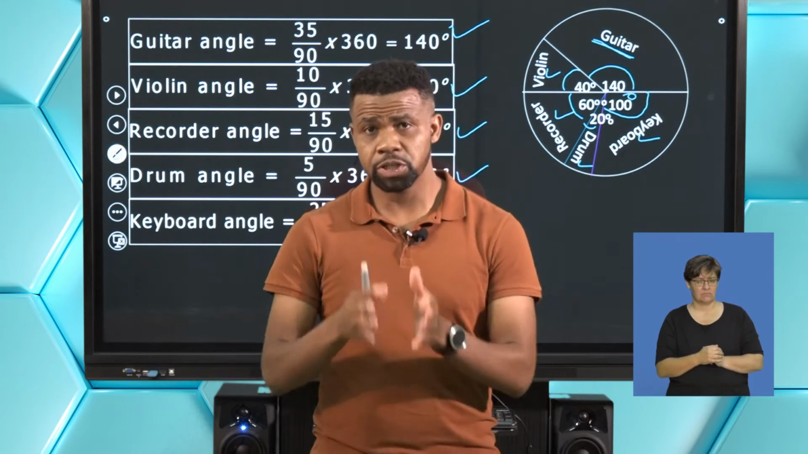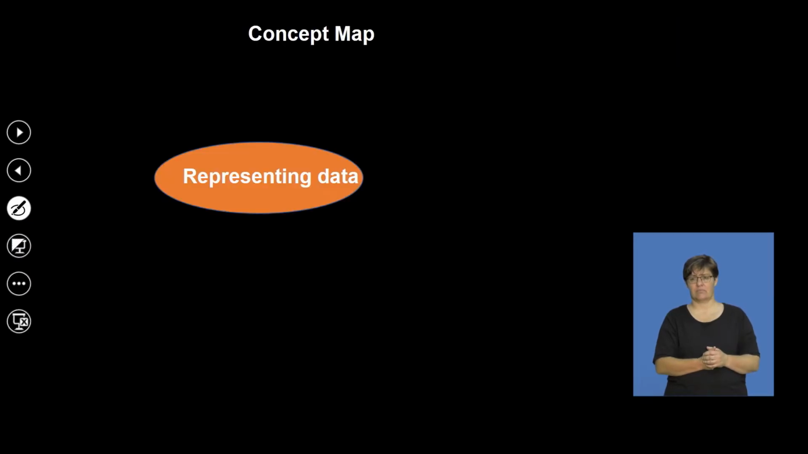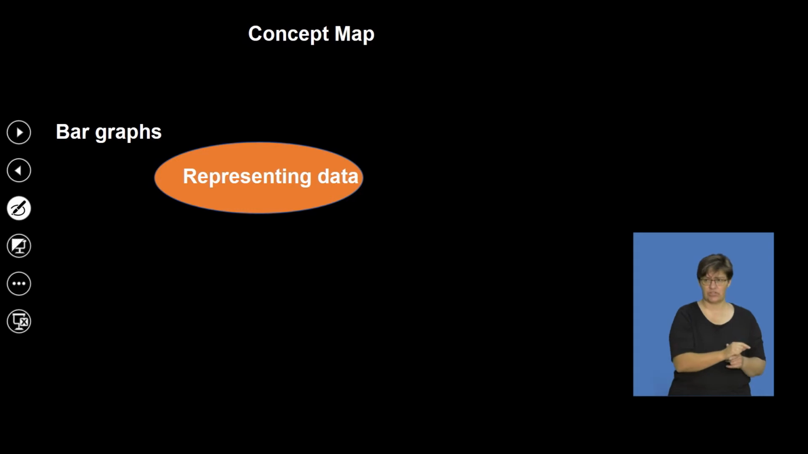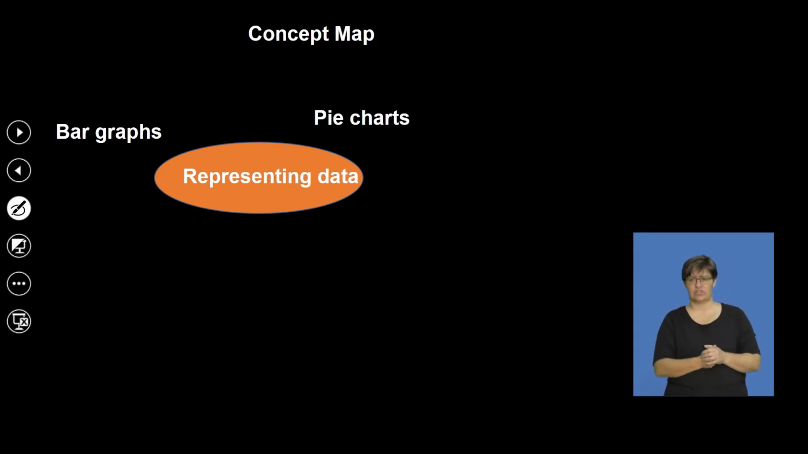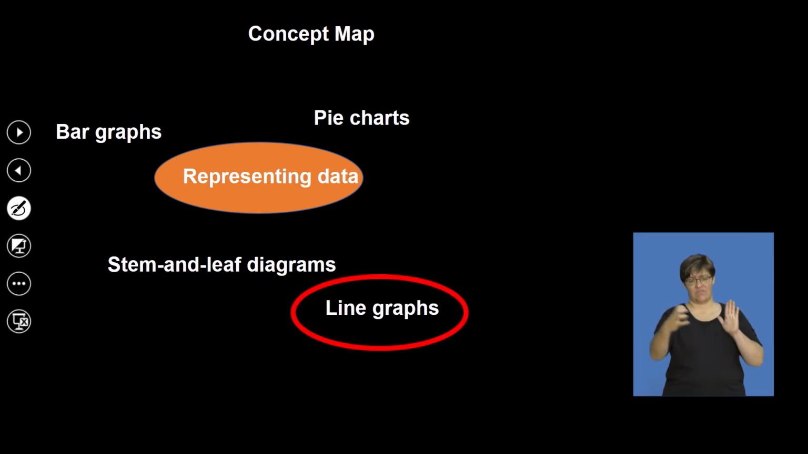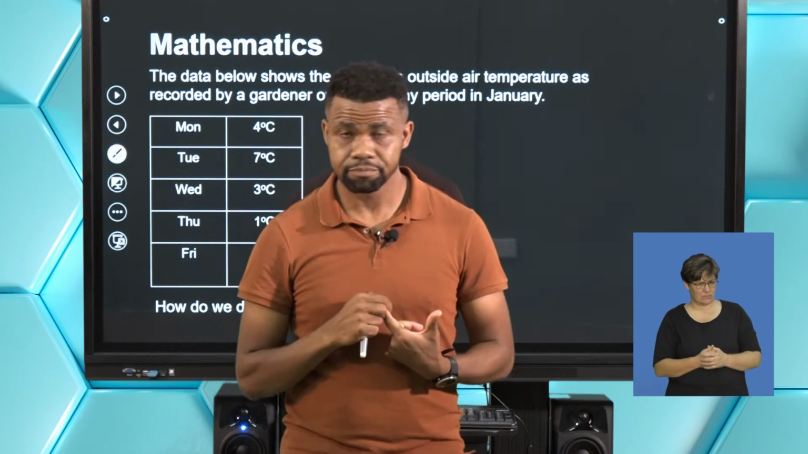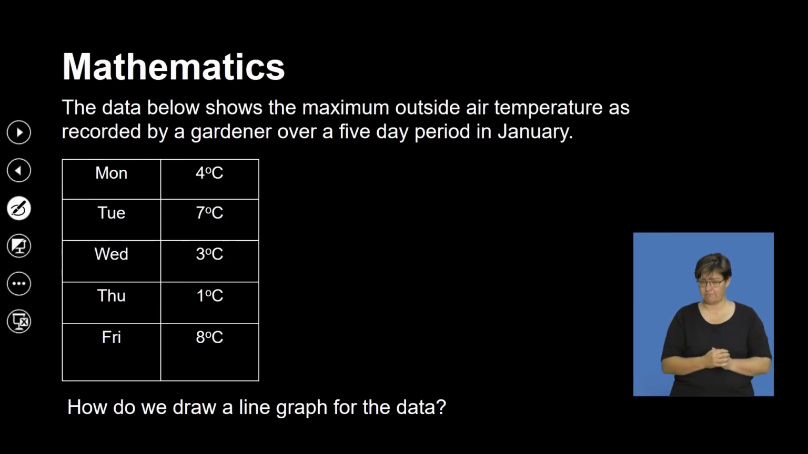Now, let's look at another way of representing data. Okay, so go back. So representing data, we looked at the bar graph, we looked at the pie chart, we looked at the stem and leaf. Now we're going to look at the line graph. Okay. How do we look at the line graph? Okay, let's look at the question.